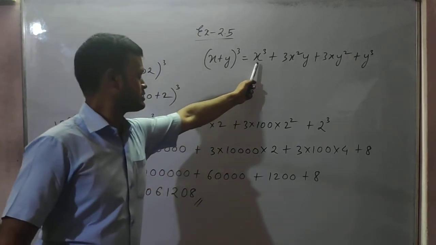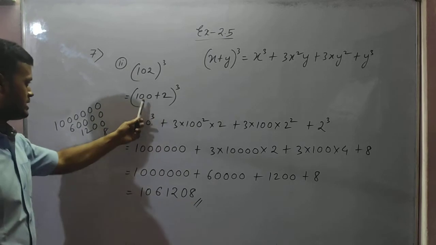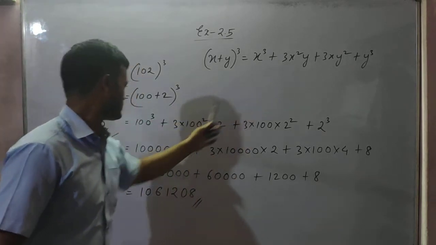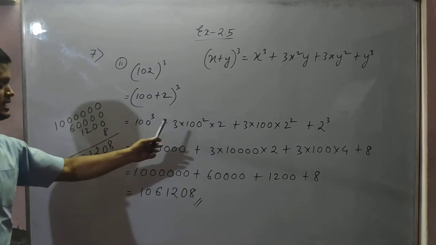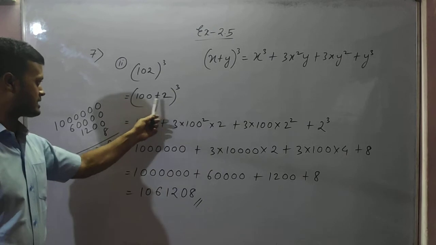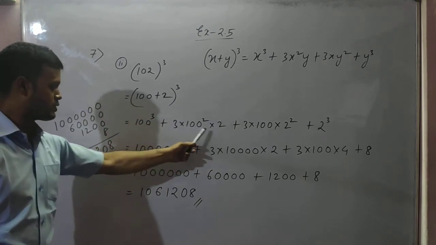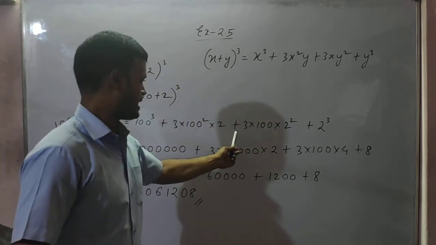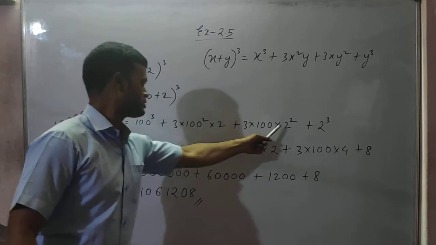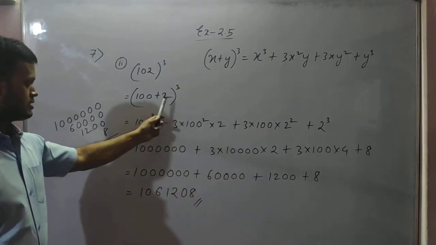How will you write? First you will write x cube. This is x and this is y. So write here x cube, 100 cube, plus 3x square y. So 3 into x square, 100 square, into y, that means 2, plus 3xy square. x means 100 and y square means 2 square. And y cube, that means 2 cube. This is y, so 2 cube.